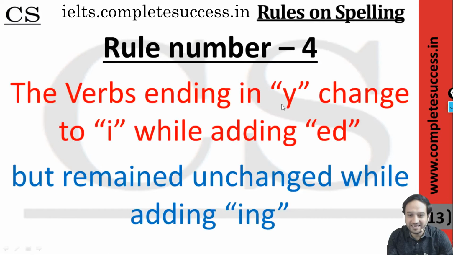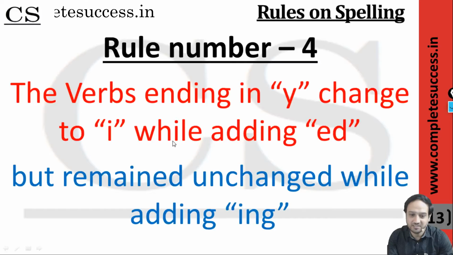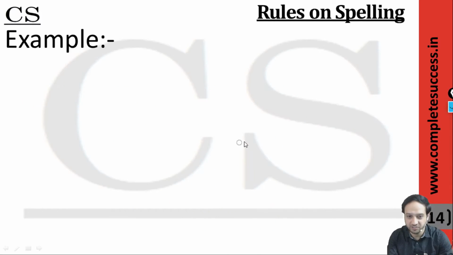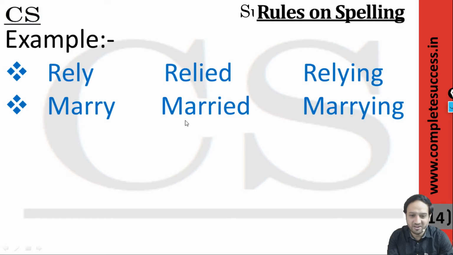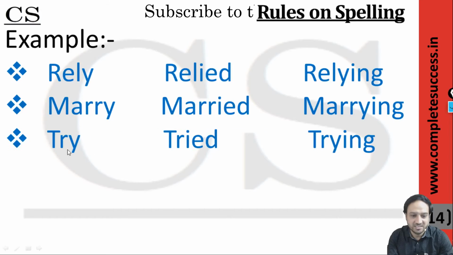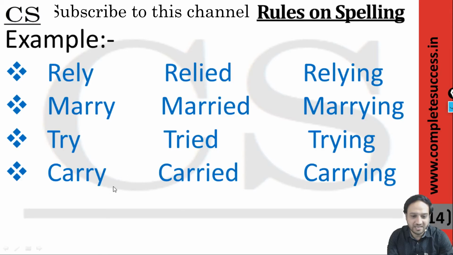So the verb ending in y changes to I when adding ed, but remains unchanged when adding ing. For example, rely: we will change the y into I when we add ed, but we will never change the y into I when we add ing to it. Marry, married, marrying. Try, tried, trying. Carry, carried, carrying.